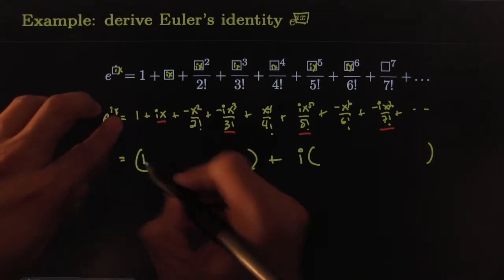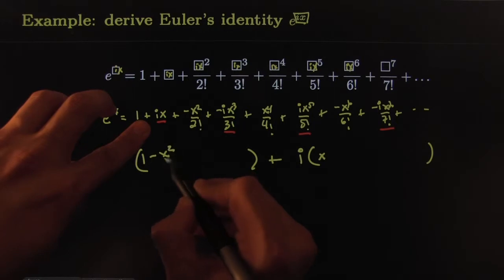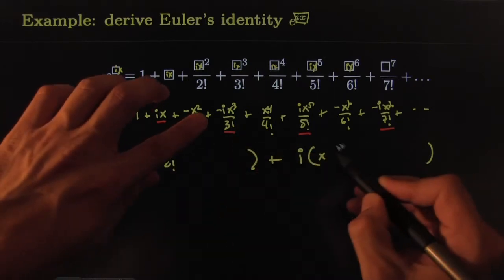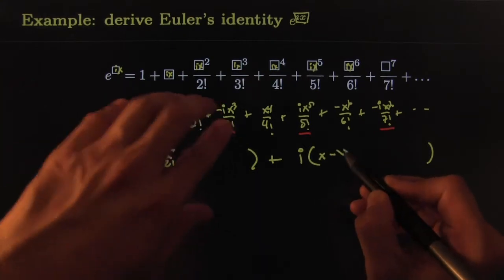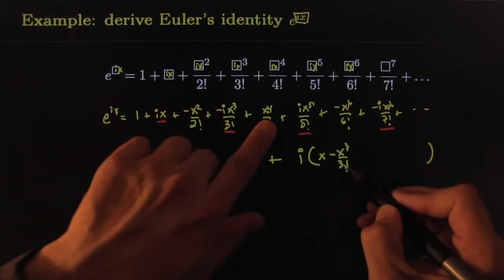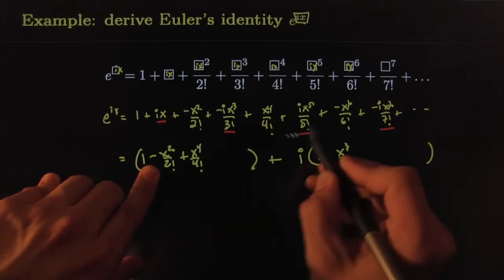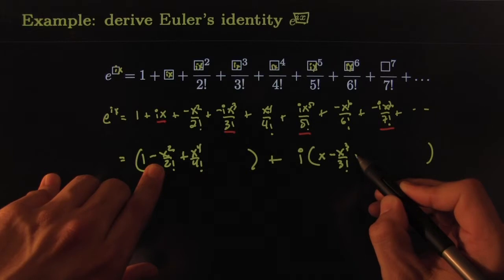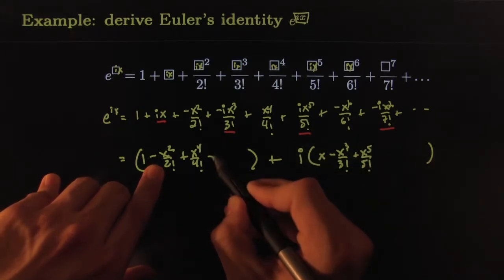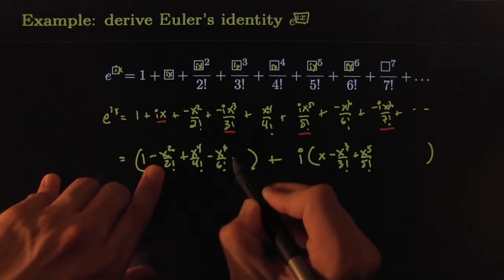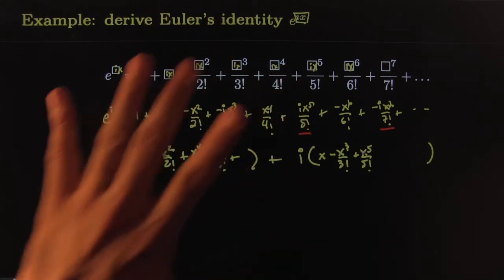So this one, the 1 would go here, the x would go here. The x squared has no i, so it would go here, minus x squared over 2 factorial. That one has an i, so it would go over here, minus x to the 3 over 3 factorial. That one does not have an i, so it goes over here, x to the 4 over 4 factorial. That one has an i, so it goes over here, plus x to the 5 over 5 factorial. That one has no i, so it goes over here, x to the 6 over 6 factorial, and on and on and on. So okay, nice, but wait, here's the punchline.